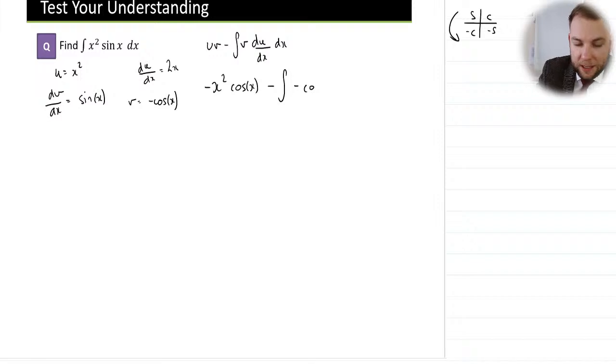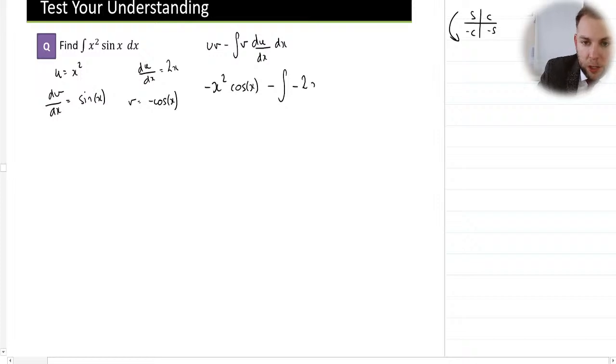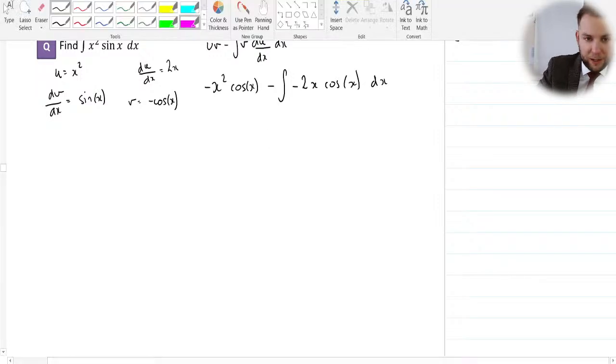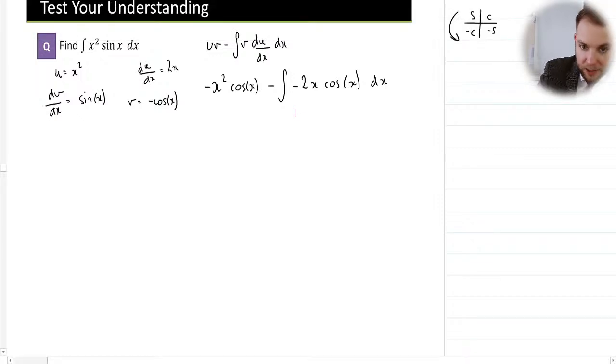So let's just put here minus 2x cos of x with respect to x. So I'm going to have to do integration by parts again. I'm going to do it in a different colour for me. And I'm going to say that u is equal to minus 2x. And I'm going to say that dv by dx is equal to cos of x.